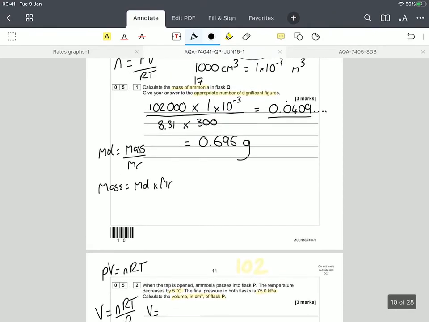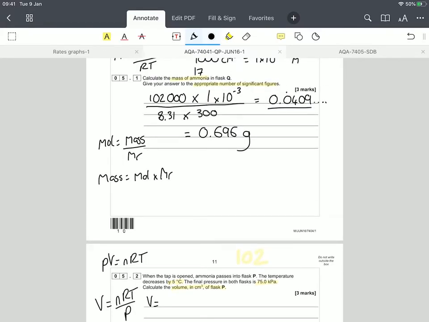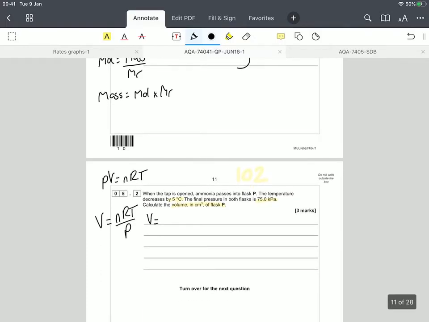Annoyingly, that's quite an awkward number, but we'll have to do it again. So from the original calculation, I'm going to generate that number of moles again because I want to make sure it's completely accurate. So I'm doing that first sum, 8.31 times 300, to get that 0.0409 and so on, because that's the number of moles that we actually want.